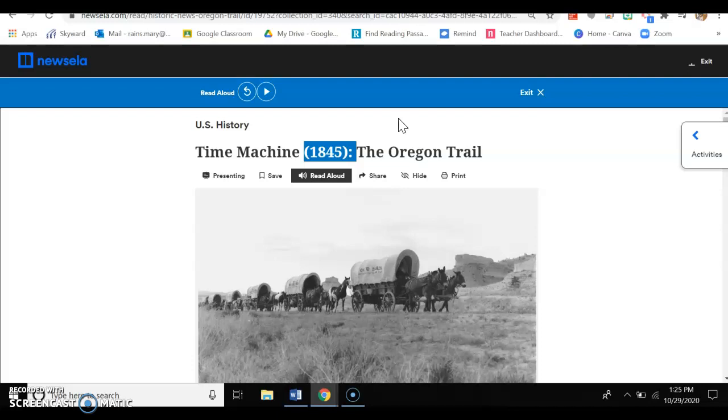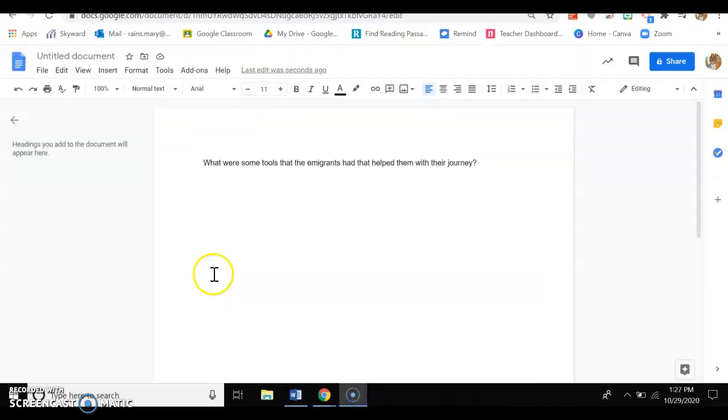So for example, the question for the Oregon Trail article that you're going to have to answer after you read it would be, what were some tools that the immigrants had that helped them with their journey? So you're going to have to answer that.